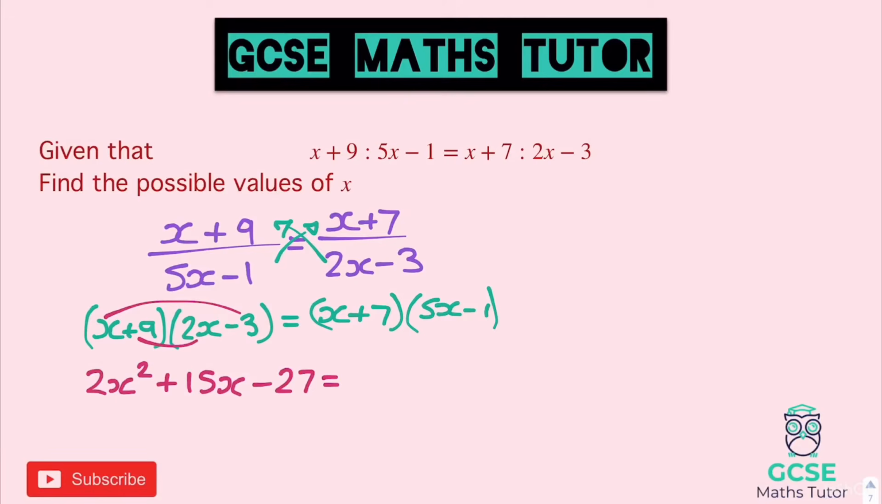There we go. On to our next one. x times 5x gives us the 5x squared. Then we have minus 1x plus 35.